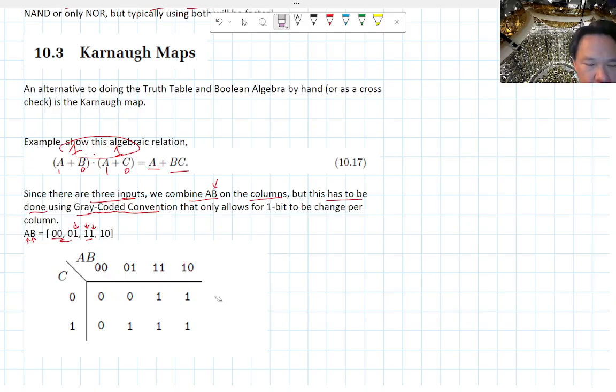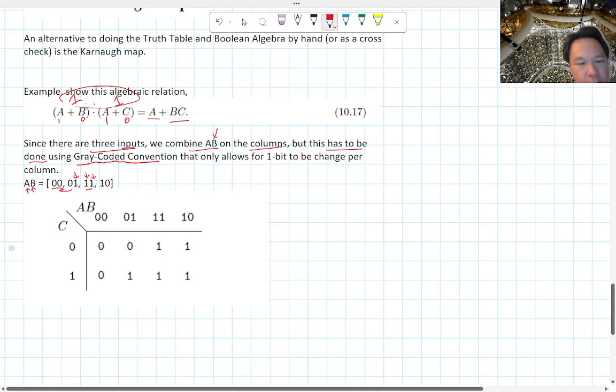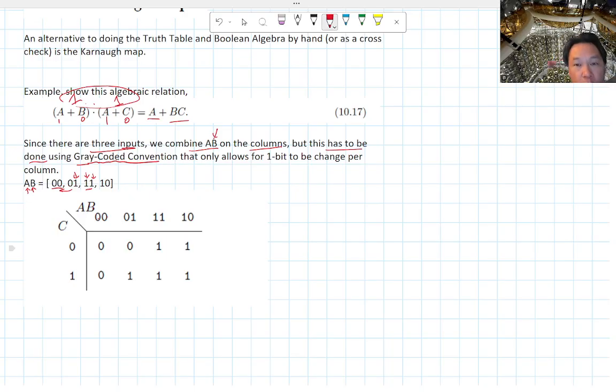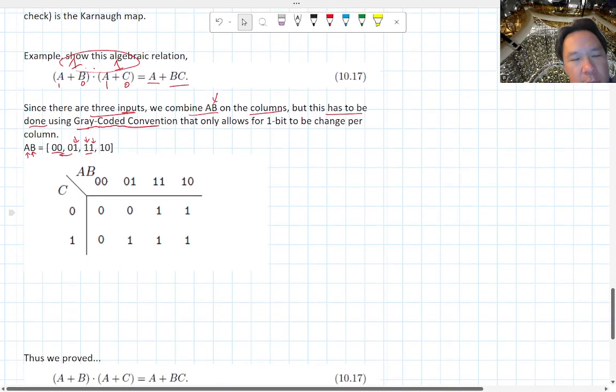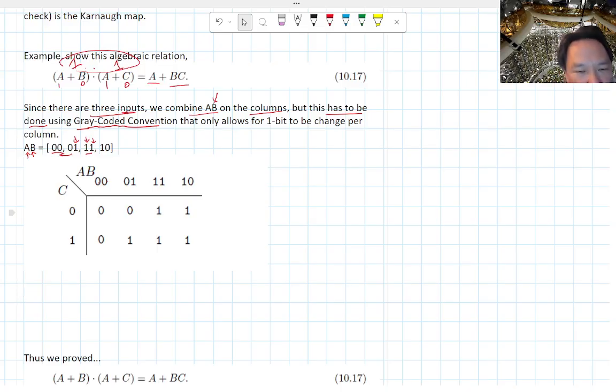If you do all 8, you see a pattern here. The pattern we're looking for is either a bunch of zeros in one place, or a bunch of 1s in one place. The first pattern we see is that there's a bunch of 1s around this box, and I'm going to try to figure out what's common between all these 1s.